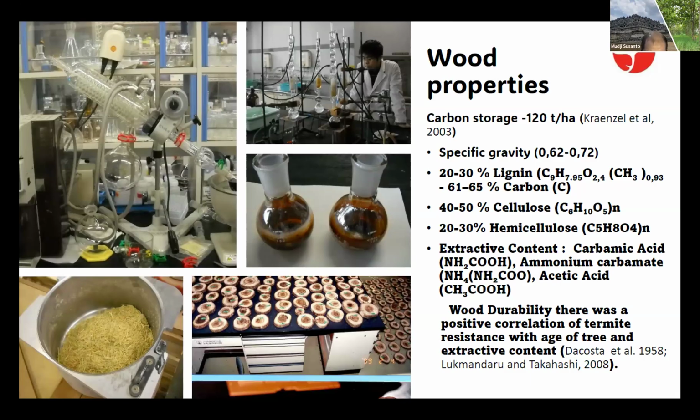Lignin is crucial for wood quality, providing strength, rigidity, and protection against decay. It acts as a natural binder during the densification process, like solid wood bending. Lignin contains 65% carbon.